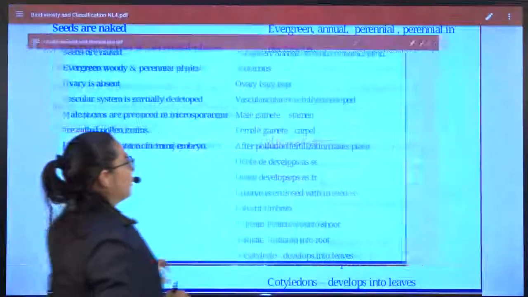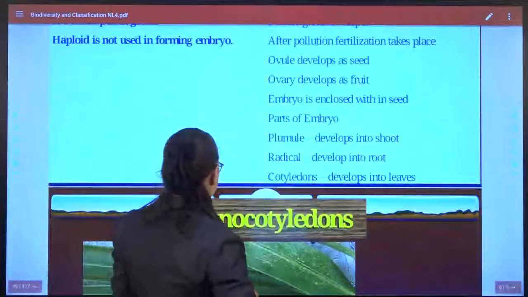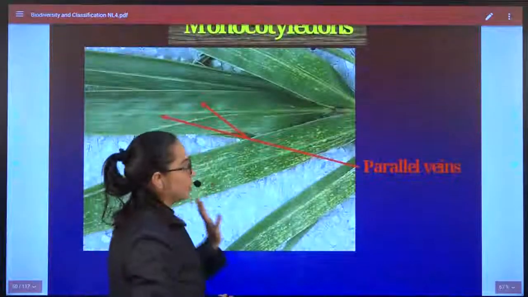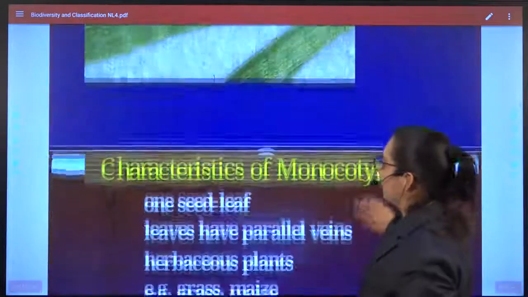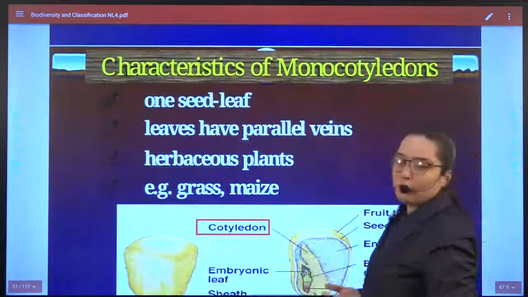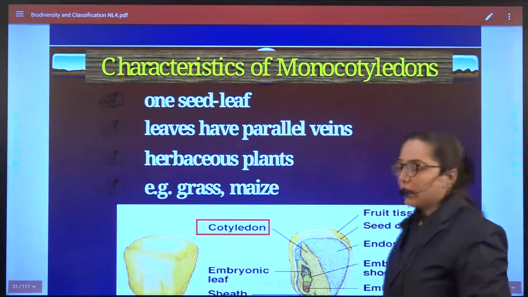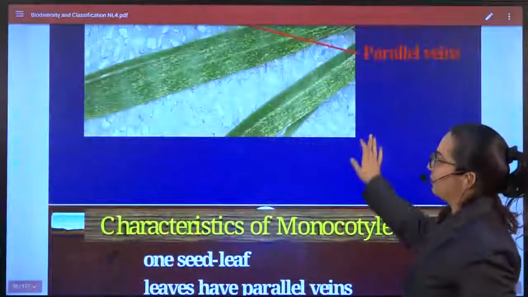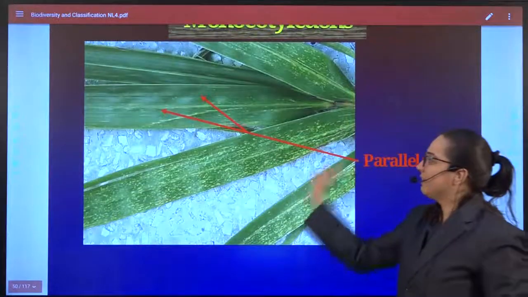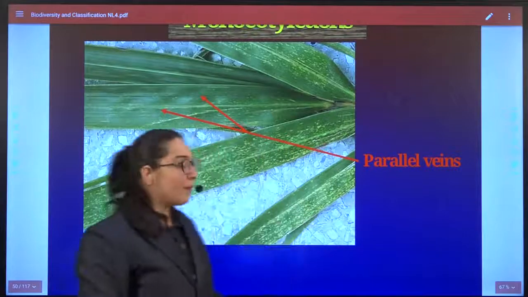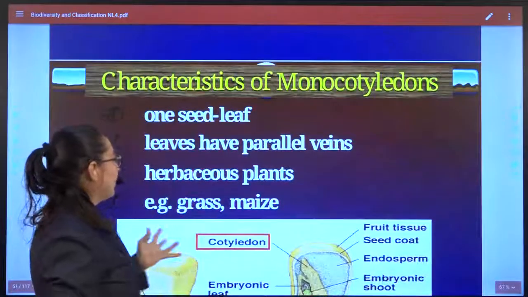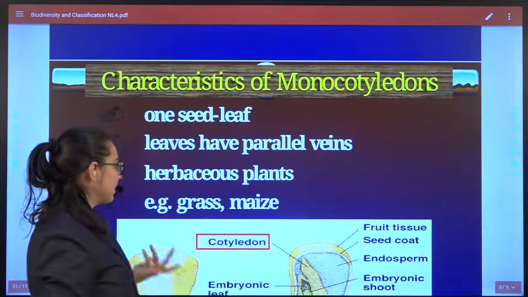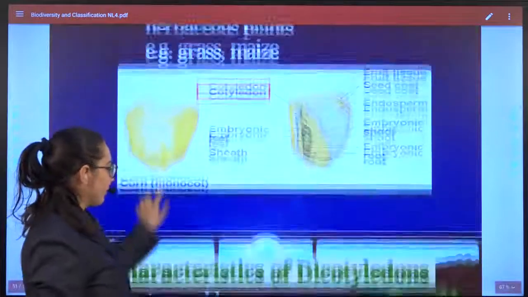Moving further, you already know that angiosperms are further bifurcated into two parts, which are monocot and dicot. Some important points regarding the monocots: mono means one seed leaf. The leaves have parallel veins. Then, they are herbaceous plants. Examples are grass and maize.